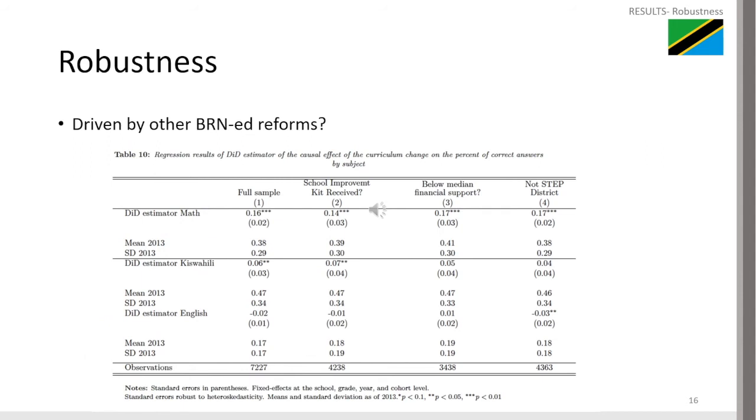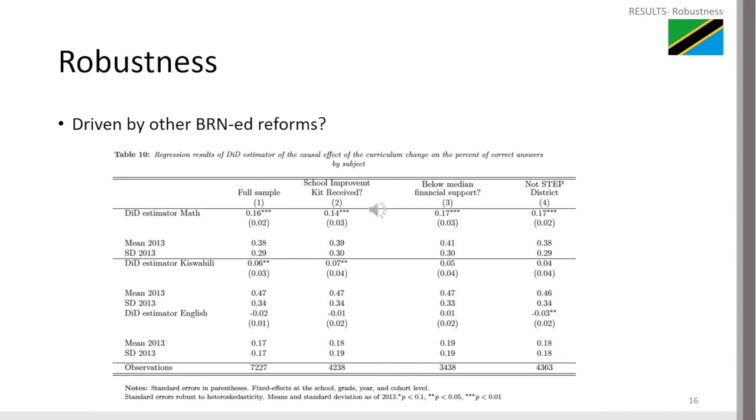We'll now examine robustness. So the first thing we want to look at is, are our results robust to other big results now initiatives? So the initiatives included a school improvement kit, which delivered handbooks, manuals, and training to school management. It included capitation grant reforms, and it also included a STEP program, which was a remedial education program. But again, this was targeted mostly at upper level grades.